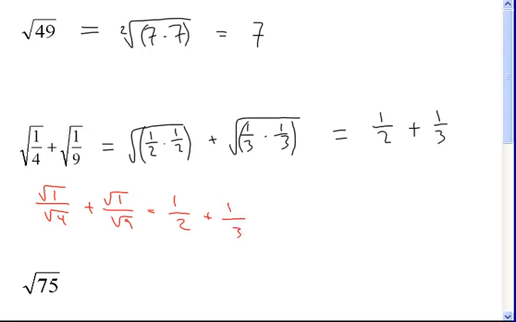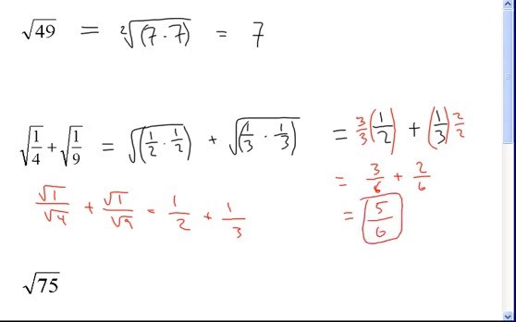At this point, now I would want to come up with a common denominator so I can actually add these things. So this one gets multiplied by 3 over 3, and this one by 2 over 2. Good. So you get 3 over 6 plus 2 over 6, which simply is 5 over 6. And we're good.